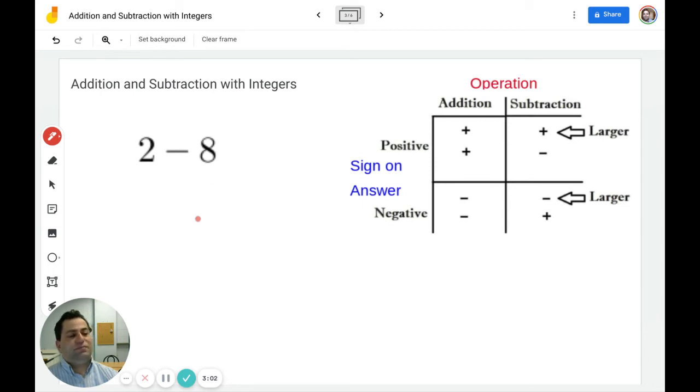Here I have 2 minus 8. And I can tell here there's no sign. Therefore, I'm going to assume that it's a positive 2. So once again, I have a positive integer and a negative integer. I'm going to subtract. I look back at my example and I can see that 8 is bigger than 2. Therefore, my answer is going to be negative. And I'm going to subtract 8 minus 2. Well, 8 minus 2 is 6. And the negative sign comes down.